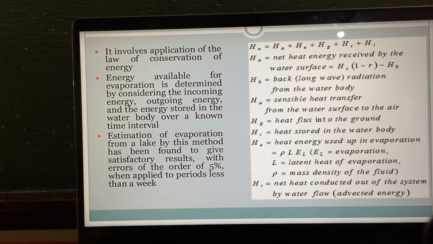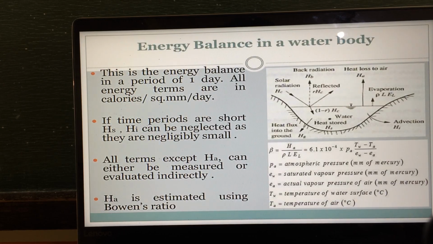Energy balance in water body. This is the energy balance in a period of 1 day. All energy terms are in calories per square millimeter per day. If time periods are short, H sub S and H sub I can be neglected as they are negligibly small. All terms except H sub A can either be measured or evaluated indirectly. H sub A is estimated using Bowen's ratio.